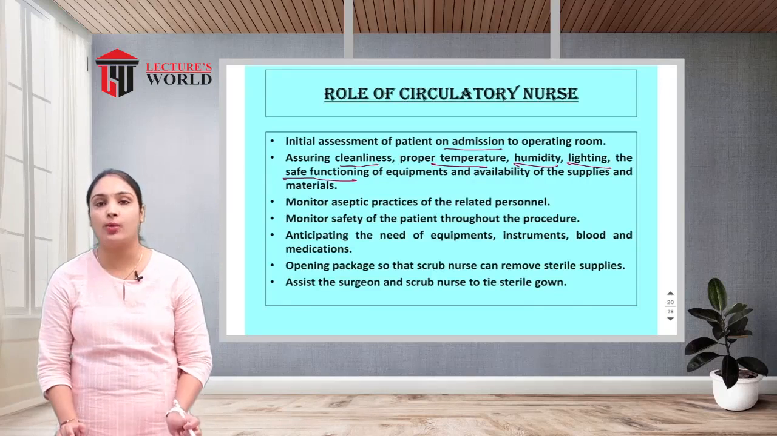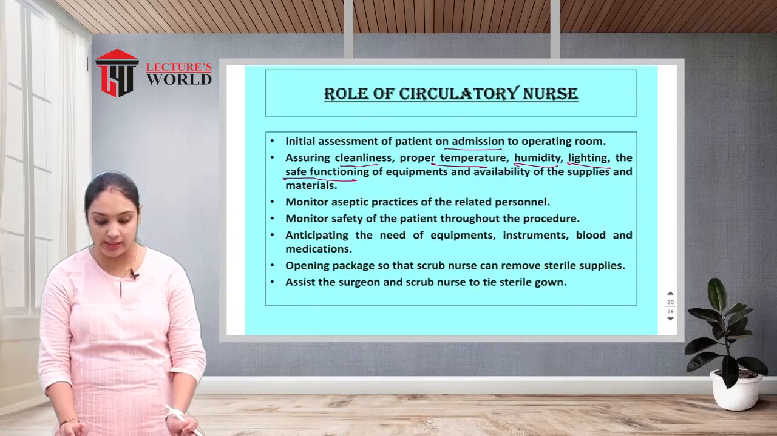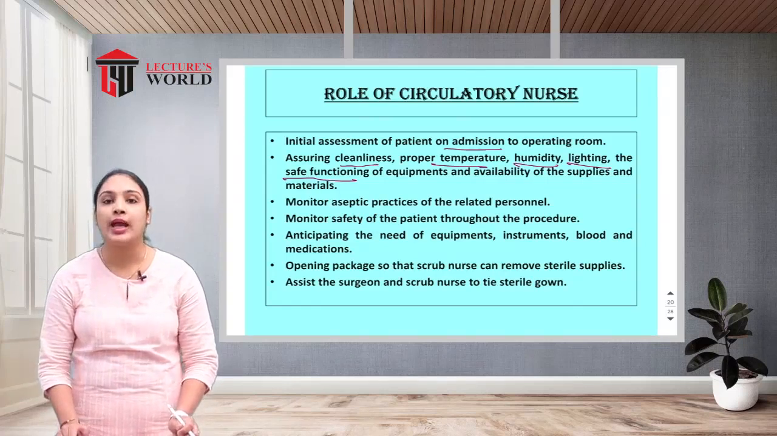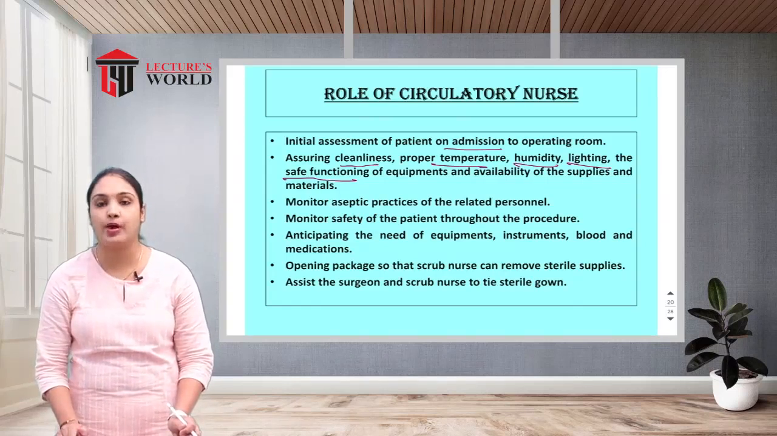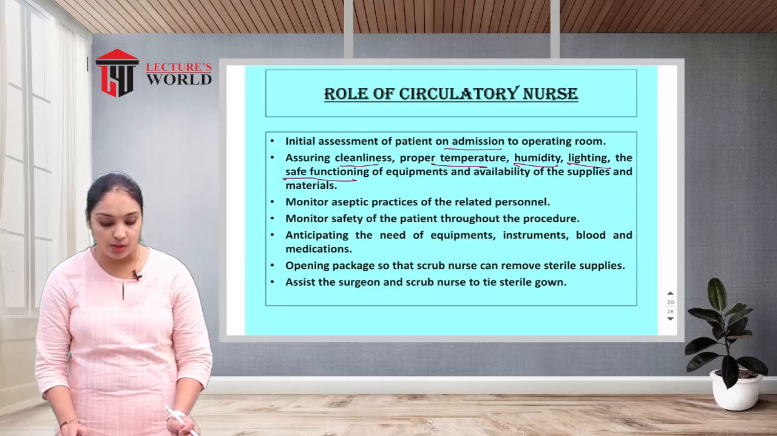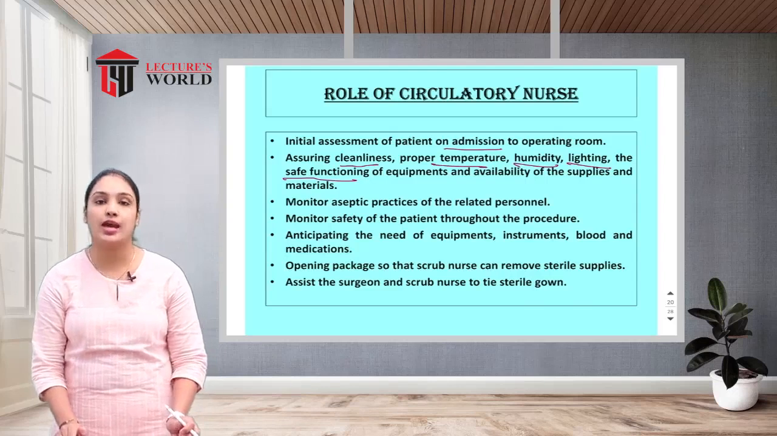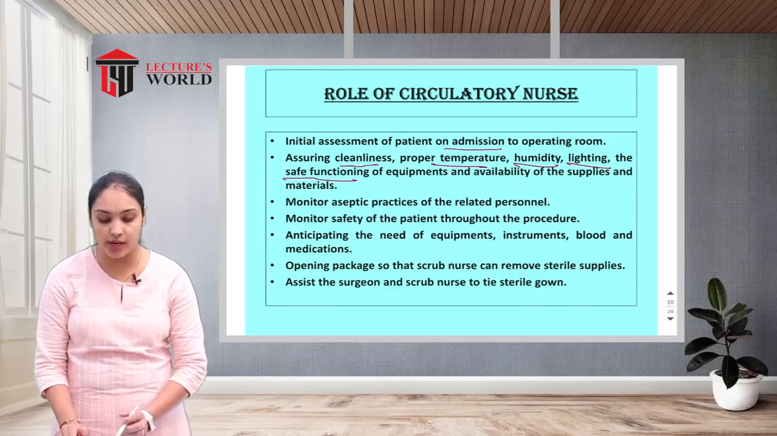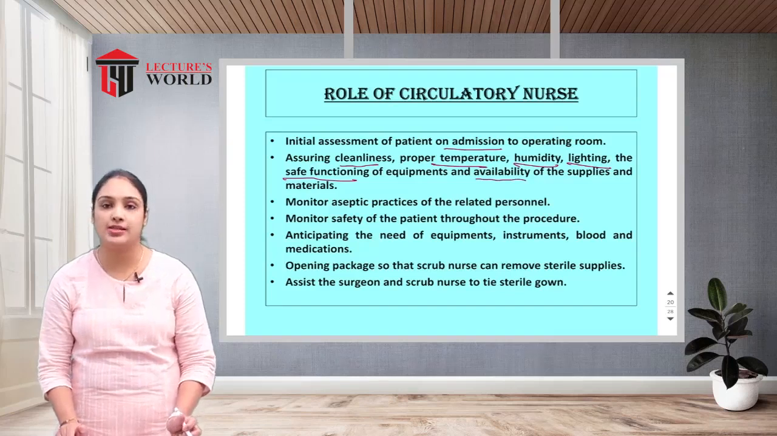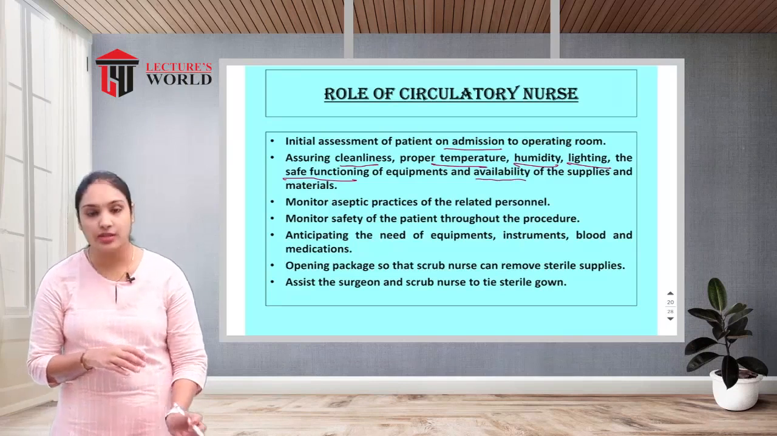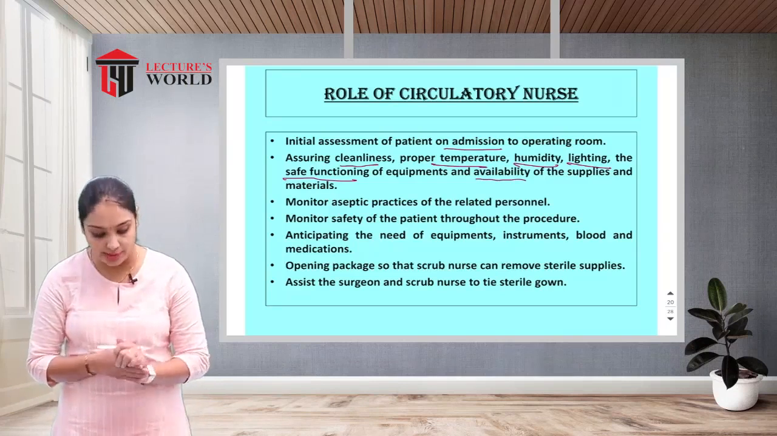After that she will inquire whether the OT is properly cleaned or not, whether the temperature is properly maintained, the humidity, and whether adequate lighting is proper during the surgical procedure, and whether all the equipment that is going to be used in the surgical procedures is working properly or not. And she has to also check the availability of all the supplies and material in the OT. So this is a responsibility of the circulatory nurse.